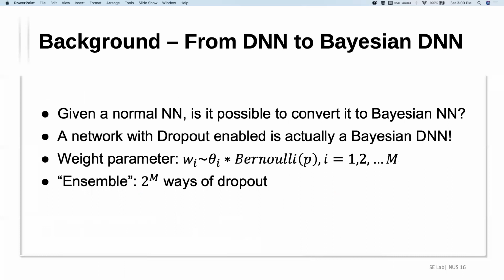So now suppose I don't bother to train the network in a Bayesian way, and I only have a normal neural network. Is it possible to convert it to a Bayesian neural network? And the answer is yes. Actually, a network with dropout enabled is a Bayesian DNN, because each weight parameter will follow a Bernoulli distribution. If it is dropped out, then the weight is equal to zero. If it is not dropped out, then the weight is equal to your estimated value, your weight parameter after training. So if you have m weights to be dropped out, then you have 2 to the power of m different dropout combinations. Then you have 2 to the power of m ensemble models.